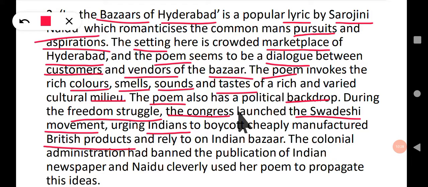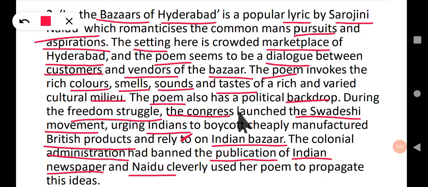And rely on an Indian bazaar. Indian bazaar is also a noun form. Okay. Rely on, this 'to' is not there, that is again a clerical mistake, you can remove 'to'. Next, the colonial administration. Administration is a noun. Banned the publication of Indian newspaper. Indian newspaper is also a noun. Publication is also a noun. Okay.